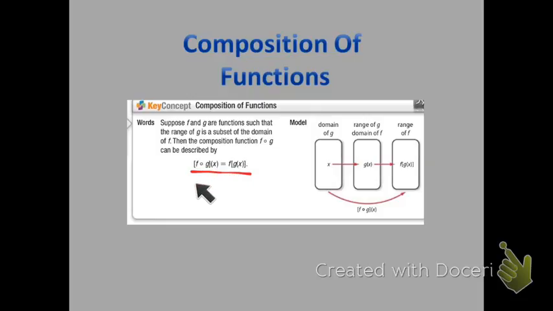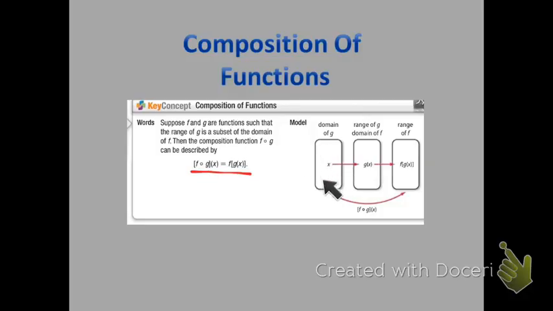And basically what you're doing is you're figuring out what g of x is, and then you're evaluating that with f. So you're basically doing two functions at one time, plugging into this function first, into your g first, and then plugging that result into f.